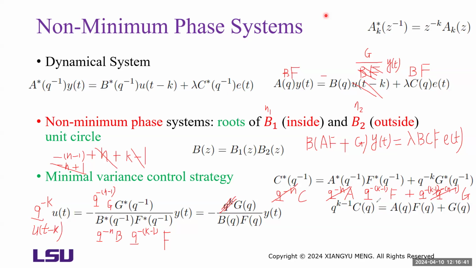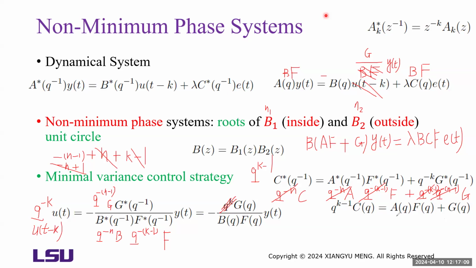Okay, then next, let's multiply Q^(k-1) on both sides of the equation. So therefore we have Q^(k-1). So this is negative k minus 1. So this is gone, this is gone. Okay, so therefore we have this equation: Q to the power of k minus 1 times C is AF plus G.